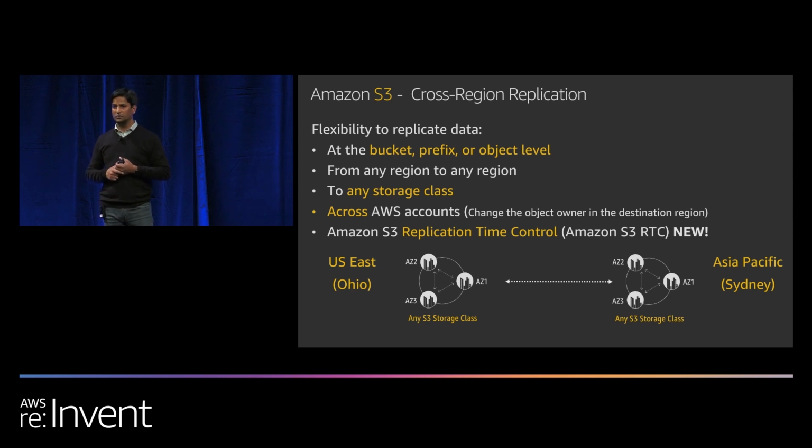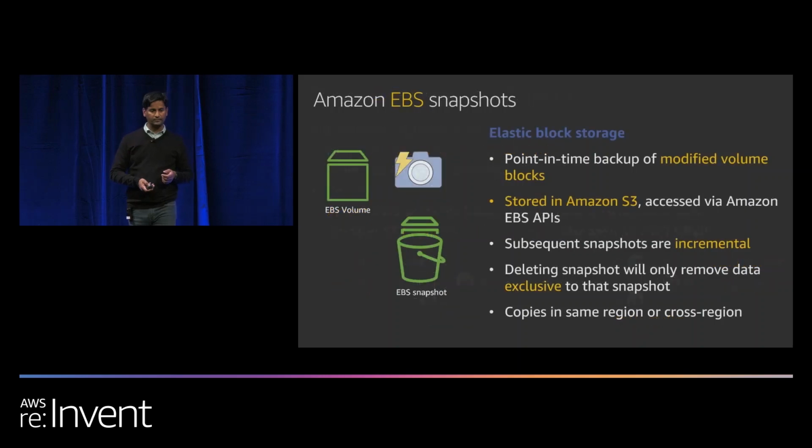That's what replication time control gives you. If you have a regulatory requirement, most of the objects that are replicated are within seconds, but we have a 99.99% guarantee that most of the objects will be delivered under 15 minutes. So if you have 15 minutes or less SLA for your critical application for replication, please enable RTC.